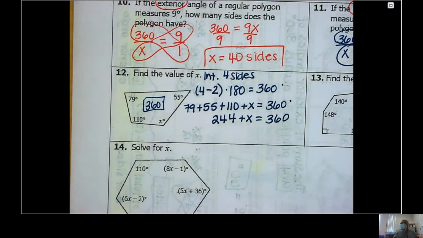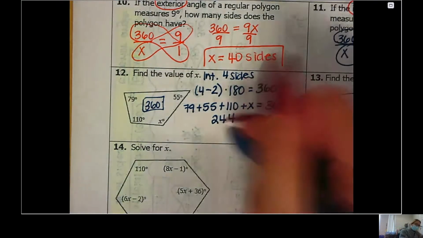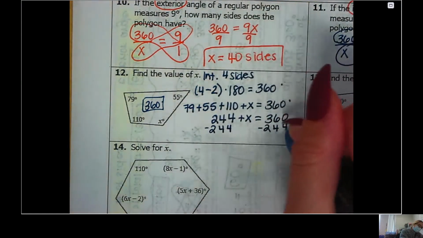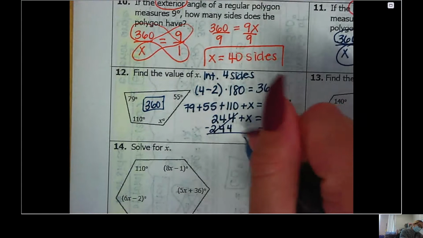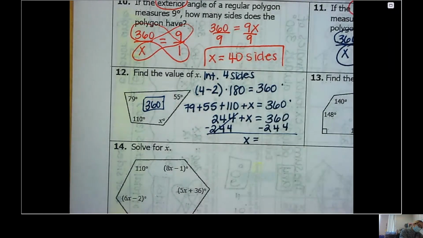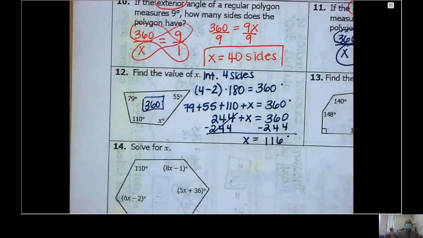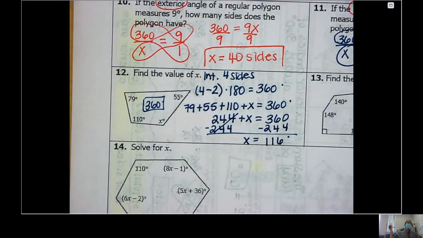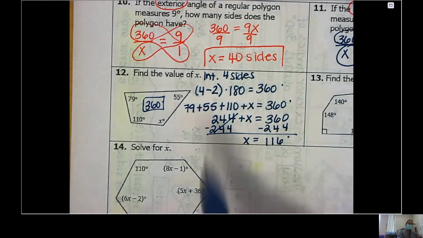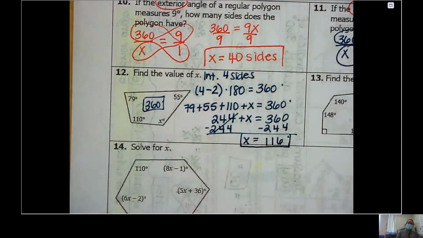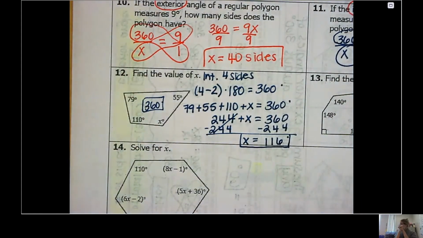To get x by itself. Yeah, exactly. Minus the 244, move it over to the other side. And I'll get my x value. I get x equals 116. 116? What? Nope. Degrees. We're talking about an angle, right? So my answer is 116 degrees. Oh my gosh, that was it.